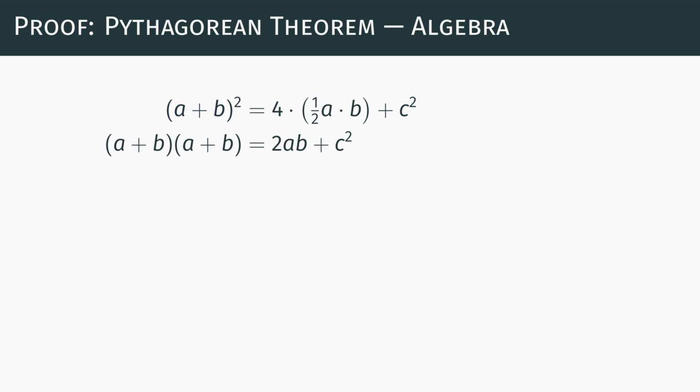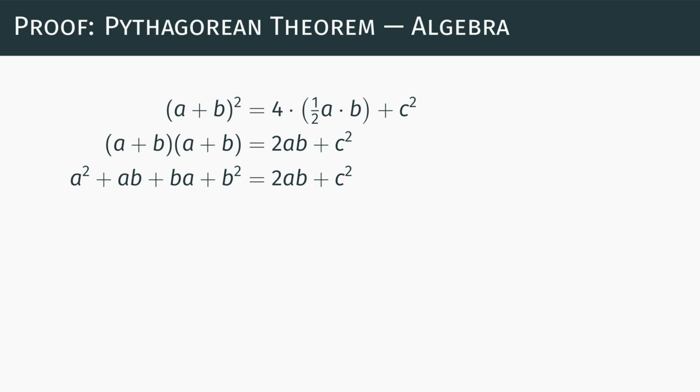So A plus B squared, well, we can just write that as A plus B times A plus B. We simplify on the right side, 4 times a half AB. Well, 4 times a half, that becomes 2, so we've got 2AB plus C squared. What's A plus B times A plus B, right? We're sort of foiling that out. If you're used to the word foil, we're just expanding those two quantities. A plus B times A plus B, that's A times A, A squared, A times B, AB, B times A, BA, B times B, B squared. On the right side, we've still got 2AB plus C squared.